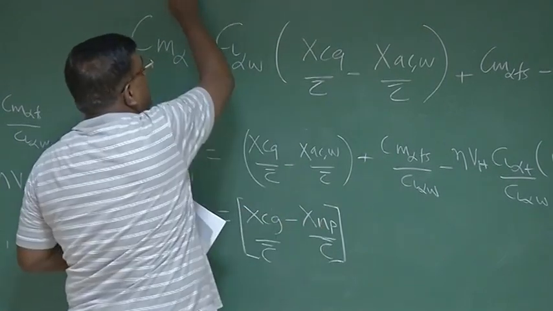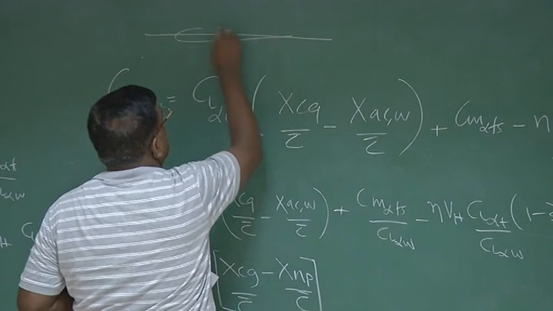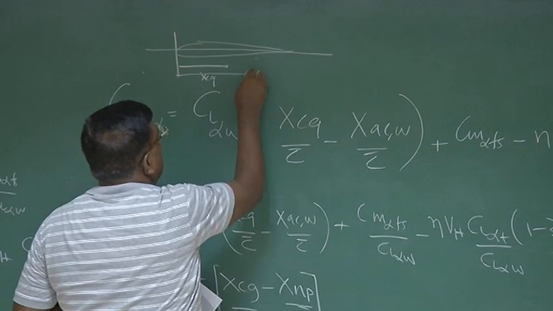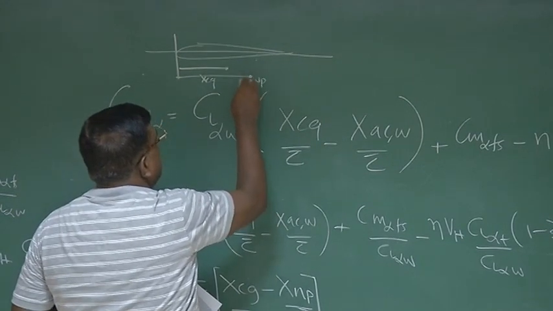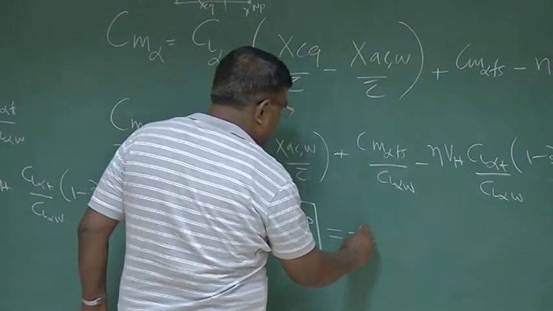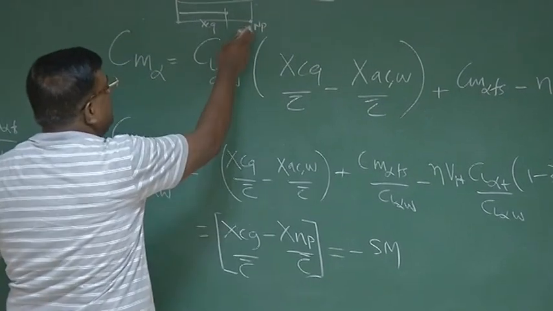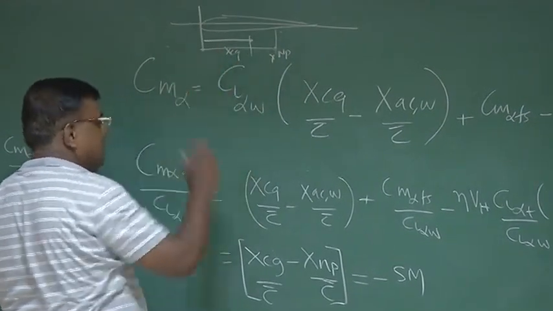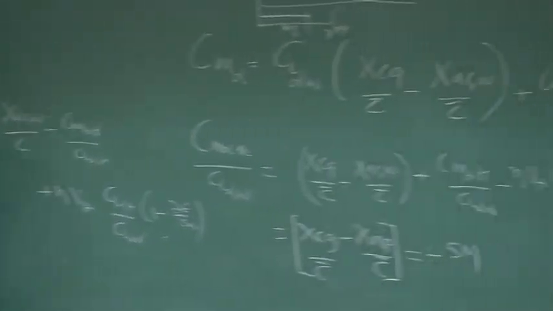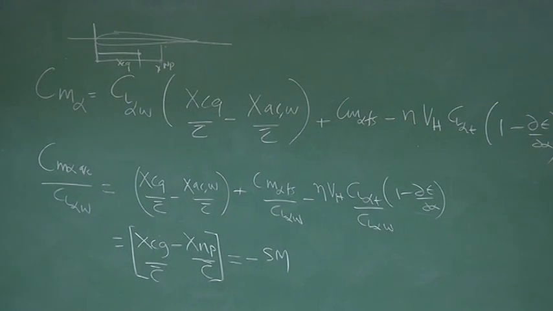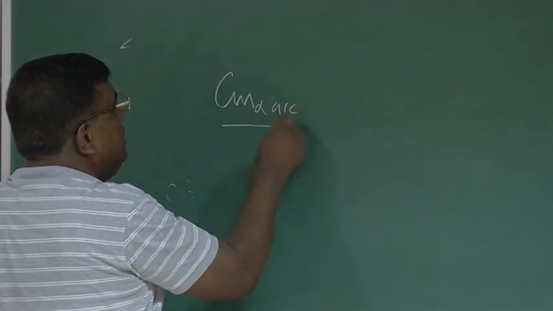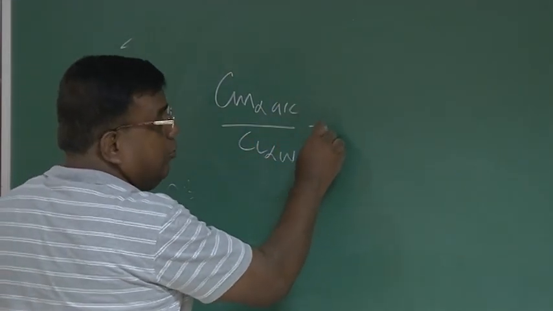That is, if this is the aircraft, and I am measuring the xCG, this is xCG, and this is the neutral point, xNP, then this difference, as I told, is static margin. So this is equal to minus of static margin, because static margin is defined as xNP minus xCG. Okay? So minus of static margin. So in simpler terms, we got Cm alpha of the aircraft by CL alpha wing is minus static margin.